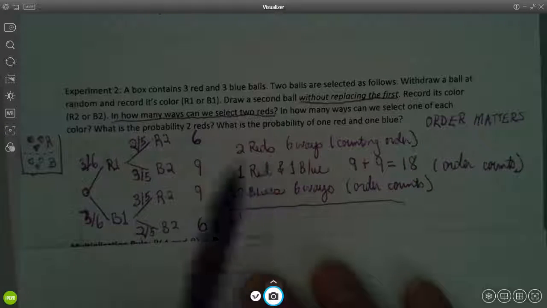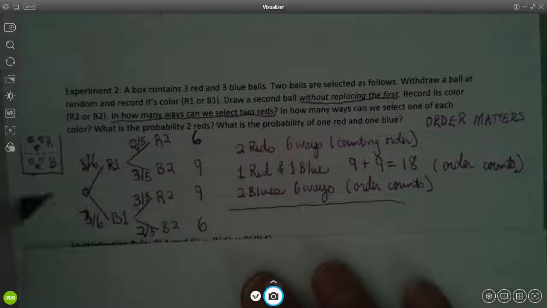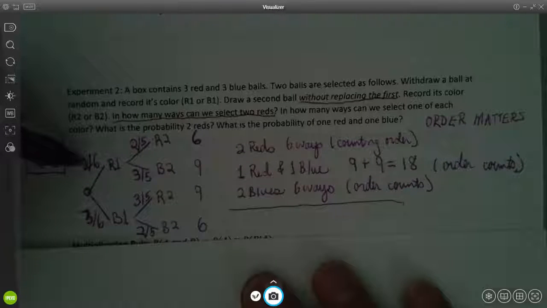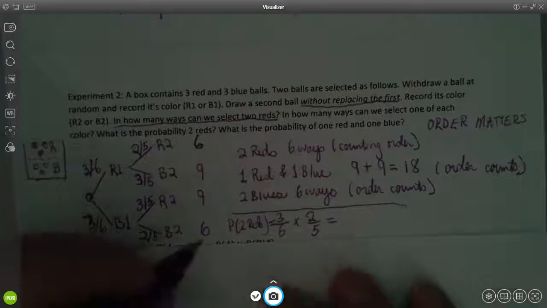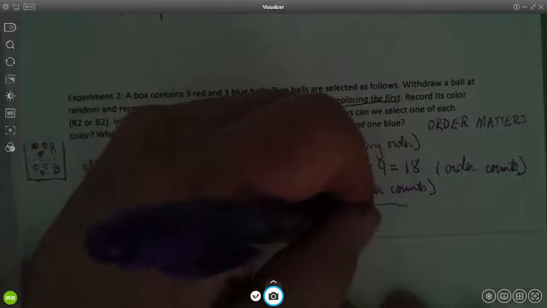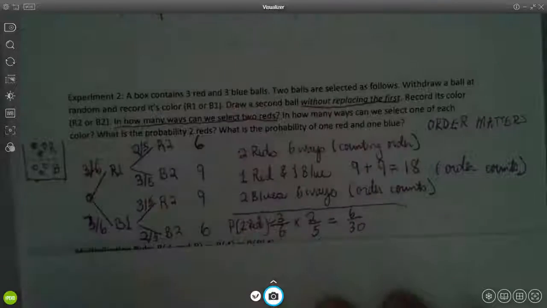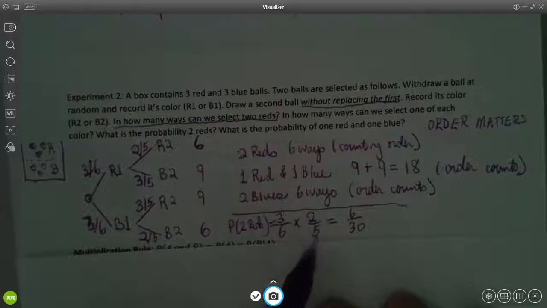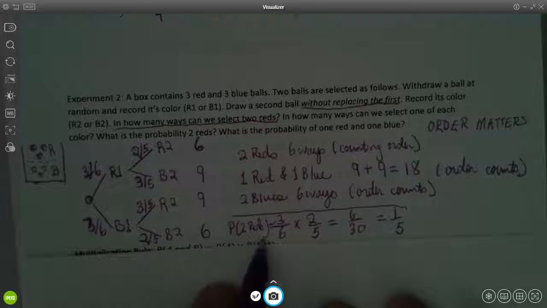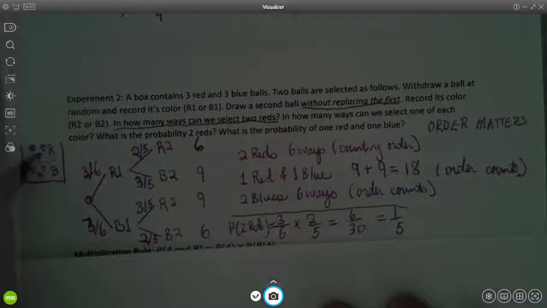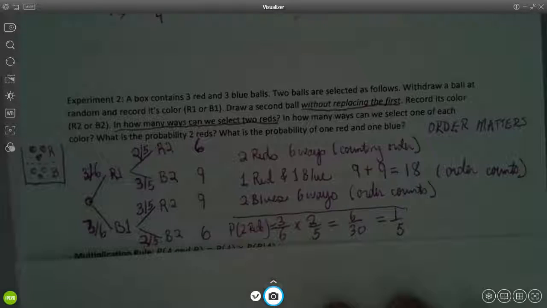Okay, so what's the probability of 2 reds? Well, it would be this, 3/6 times 2/5. You could just multiply this out. You get 6 over 30, and then reduce that. You might just notice that 3 times 2 is 6, which cancels the 6 down here and leaves 1/5. No matter how you do it, you get 1/5. The probability of 2 reds is 1/5. Since there are equal numbers of red and blue balls to start with, of course the probability of 2 blues would also be 1/5.